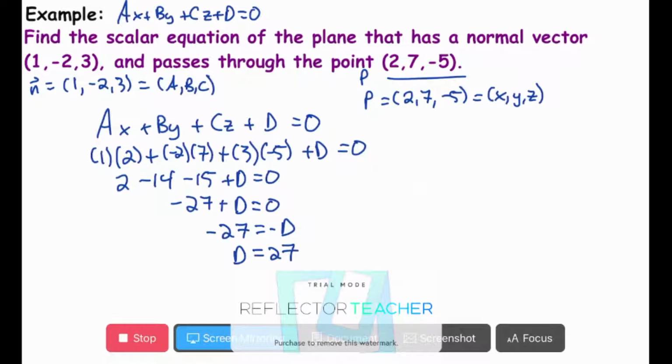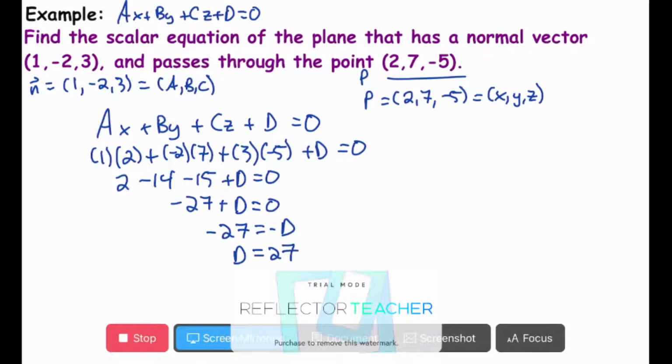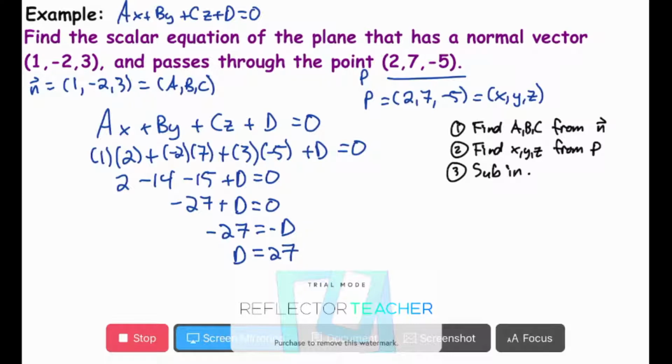All right. So what did we do here? How did we actually do this? Let's write out our steps. So step 1, find a, b, and c from a normal vector. Next, find x, y, and z from our point. 3, sub in to our scalar equation and solve for d. And step 4, state our equation, which we haven't actually done yet, so let's do that now.